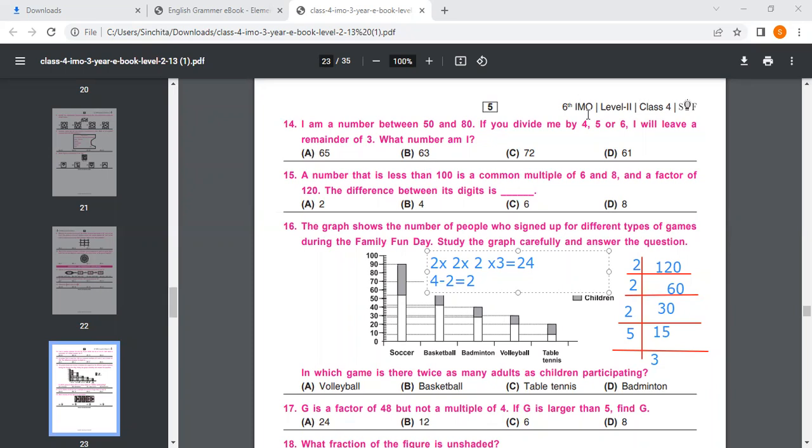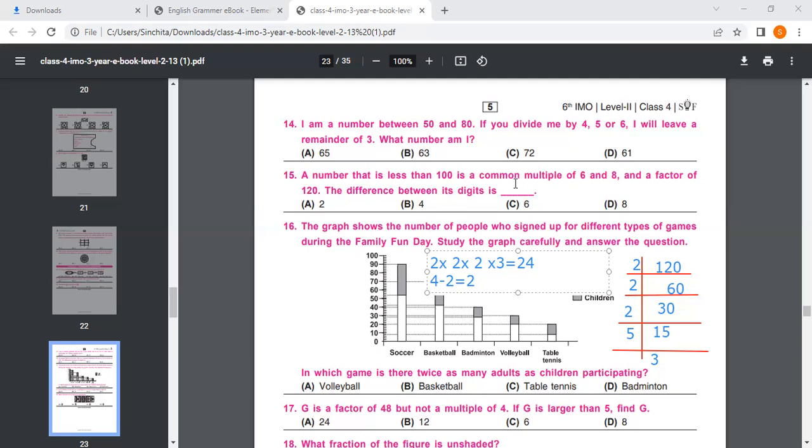Then we have to see whether it can be divided by 4 or not. If we divide it by 4, the quotient will be 15 and the remainder will be 3. Again, if we divide it by 6, the quotient will be 10 and the remainder will be 3. So, what number am I? 63 is the number.